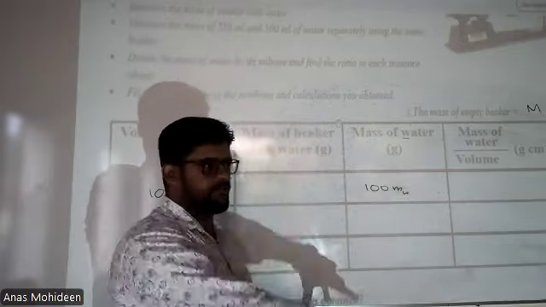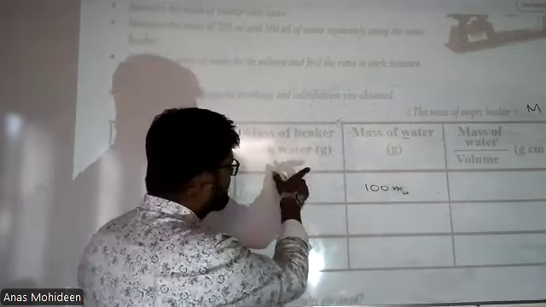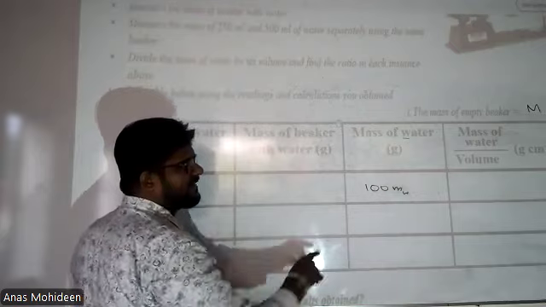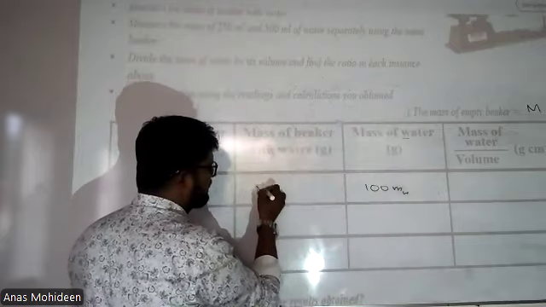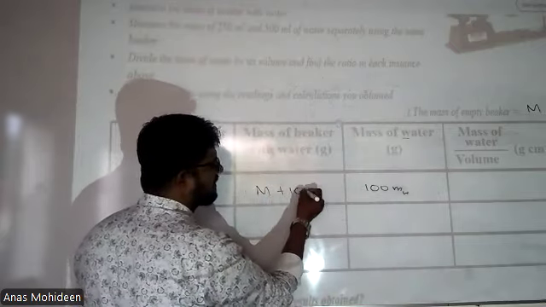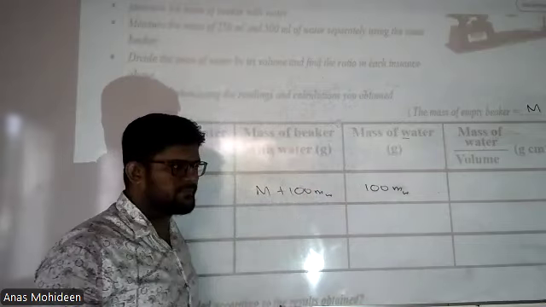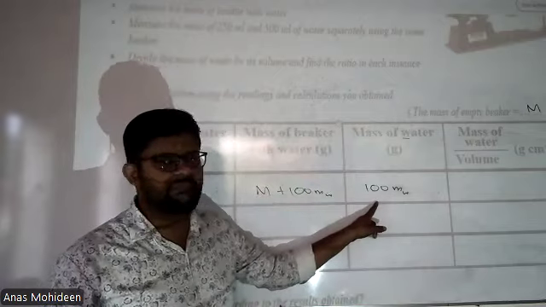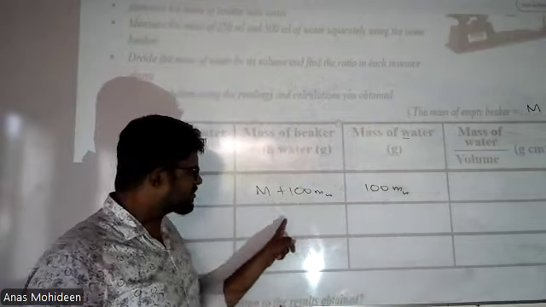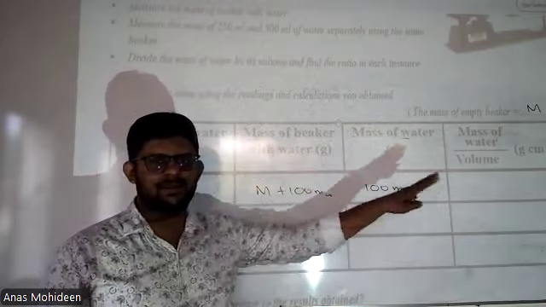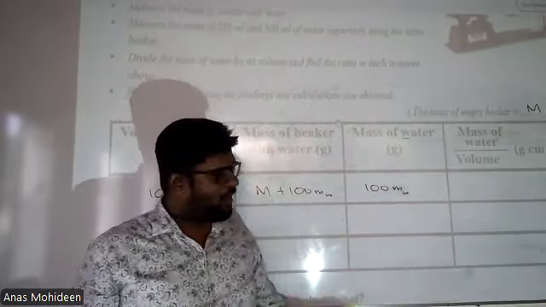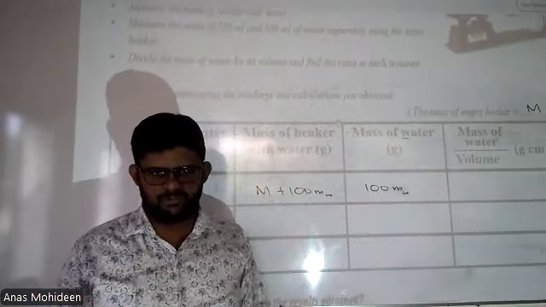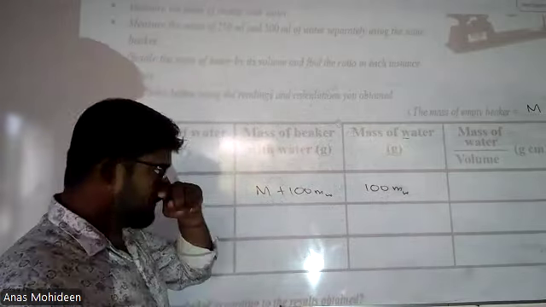But I can't measure the mass by directly pouring water; I measure it with the beaker. With the beaker means the reading is M plus 100 mW. Am I correct? What is the beaker's mass? Capital M. To that I'm adding the mass of water, so this total is the beaker plus water's mass. Only water is 100 ml. You understand that?